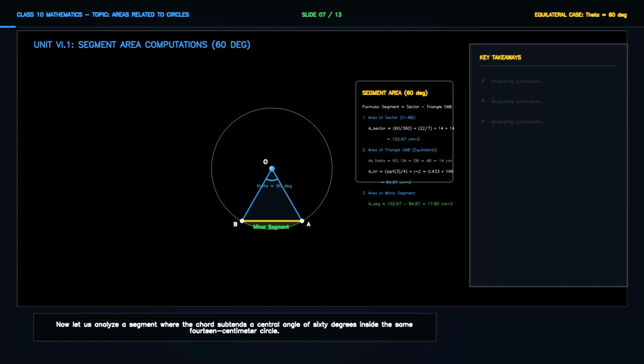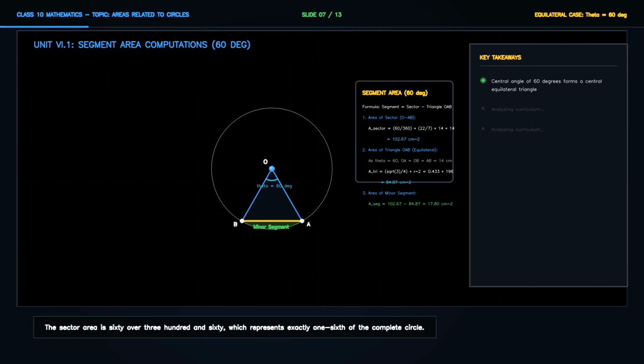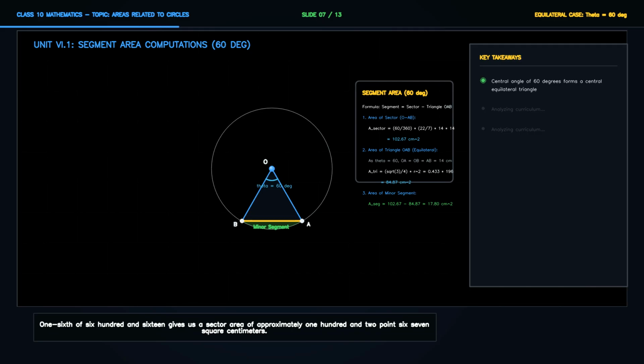Now let us analyze a segment where the chord subtends a central angle of 60 degrees inside the same 14-centimeter circle. The sector area is 60 over 360, which represents exactly 1/6 of the complete circle. 1/6 of 616 gives us a sector area of approximately 102.67 square centimeters.